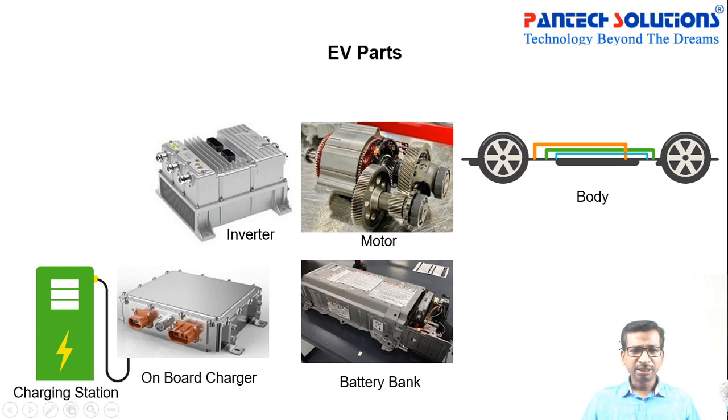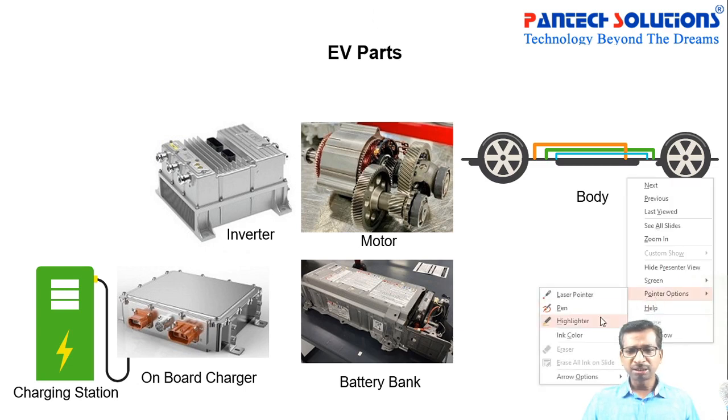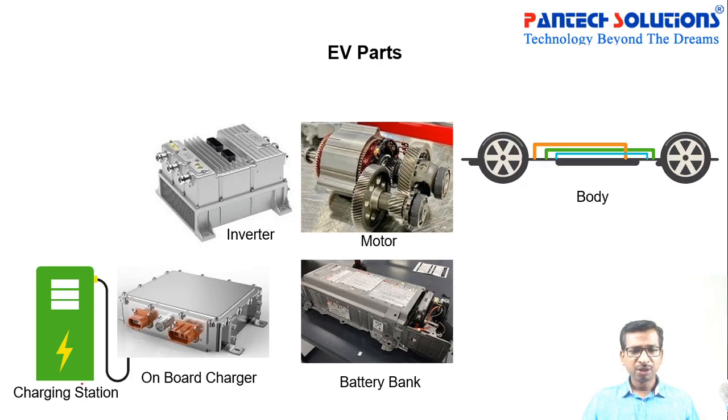See here, the process flow will be from the charging station to the onboard charger, from the onboard charger to the battery bank, from the battery bank to the inverter module, and from the inverter module to the motor, and finally that motor power will be connected to the body. So finally we will get a movement in the vehicle, right?